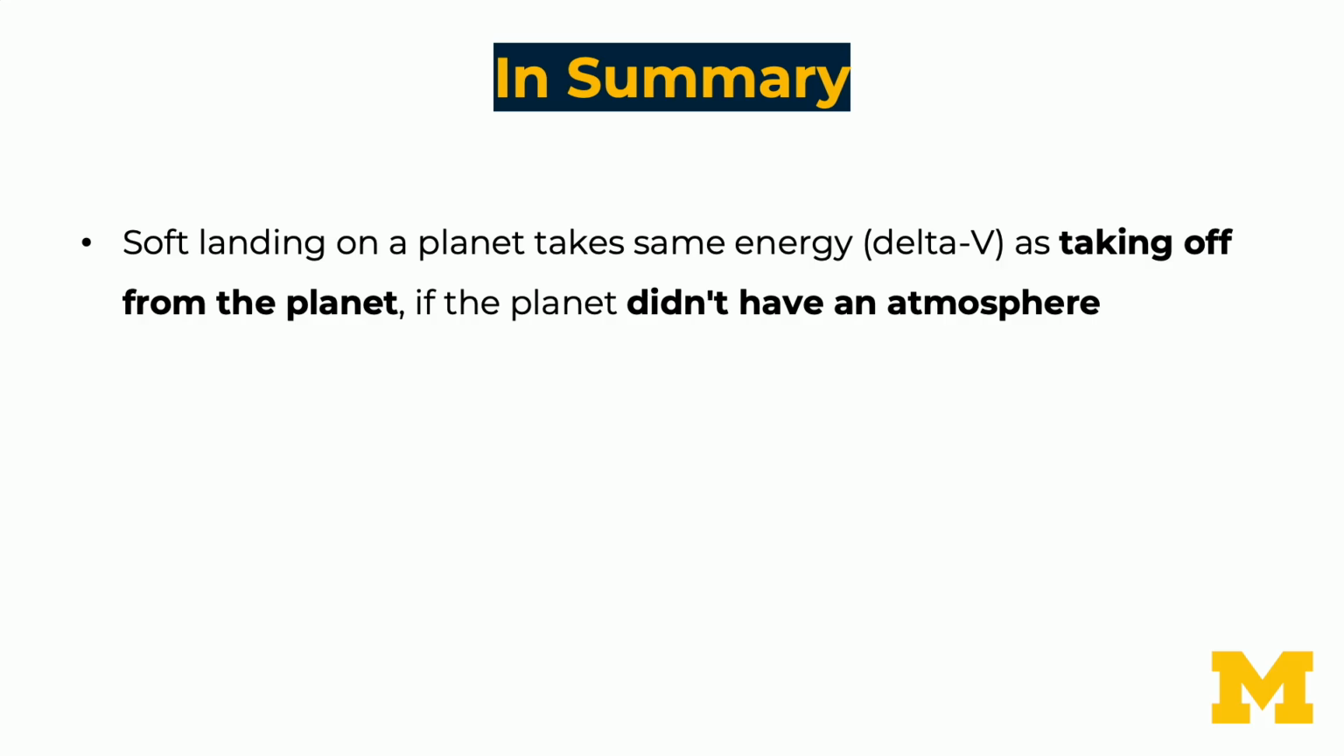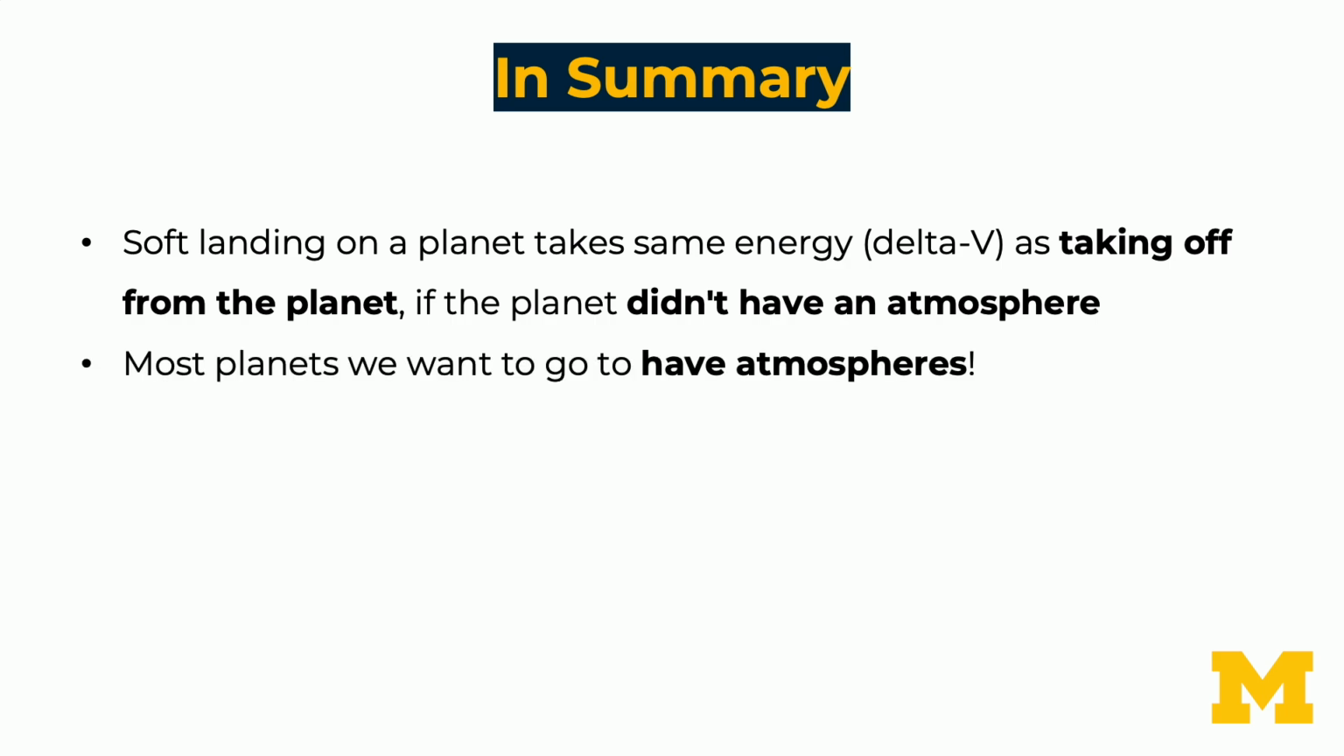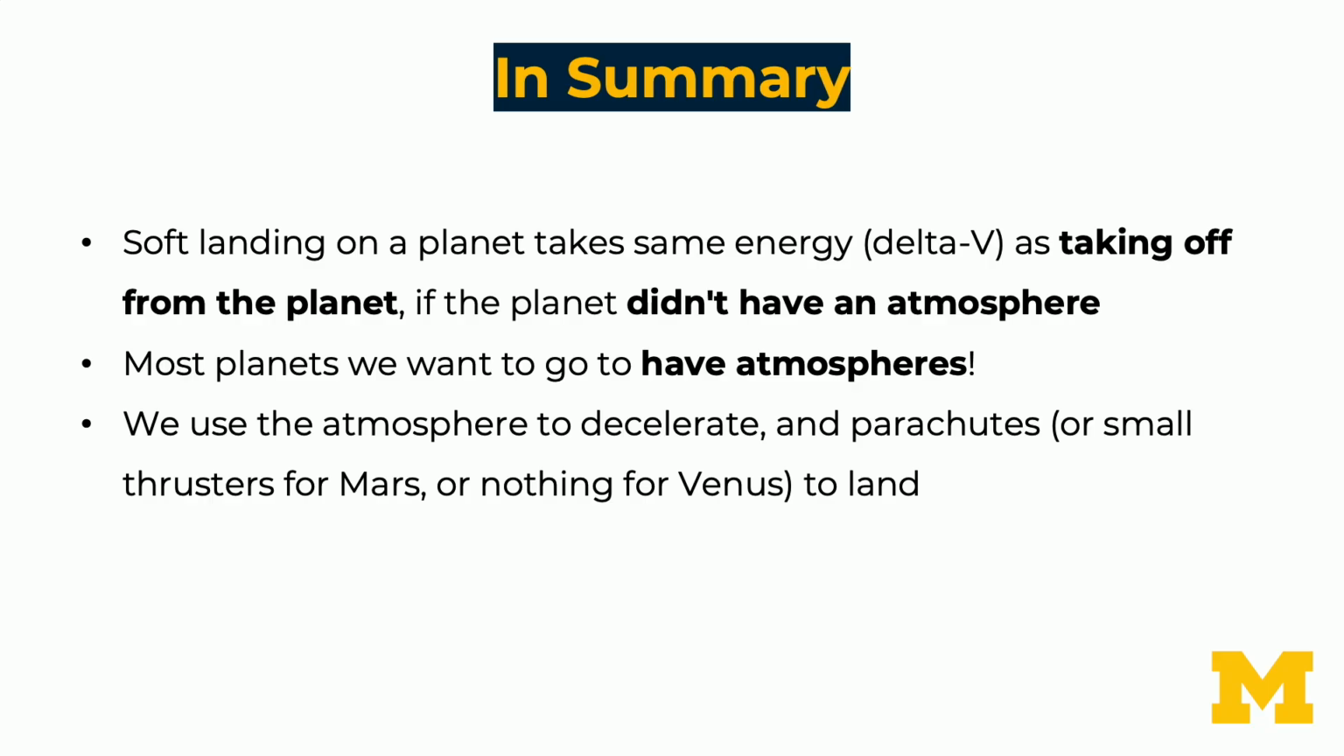But we use atmospheres to actually help us decelerate and land softly. And most planets that we want to go to actually have atmospheres. So we use the atmosphere to decelerate, and then we use parachutes to land softly. Some planets we don't need parachutes like Venus, but for Mars you actually need parachutes and thrusters. When we want to land on Earth, we slow down and then we use parachutes and we have a soft landing.